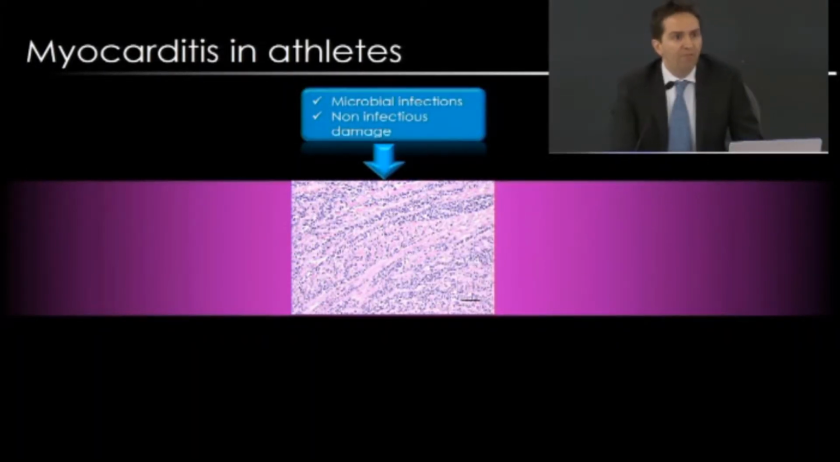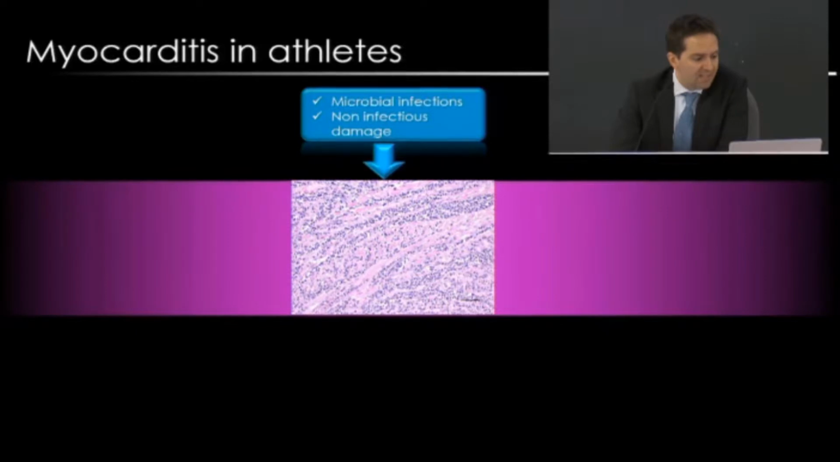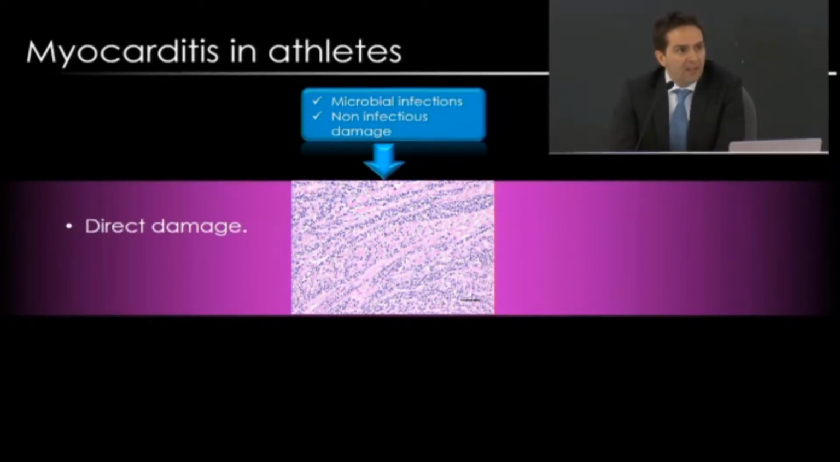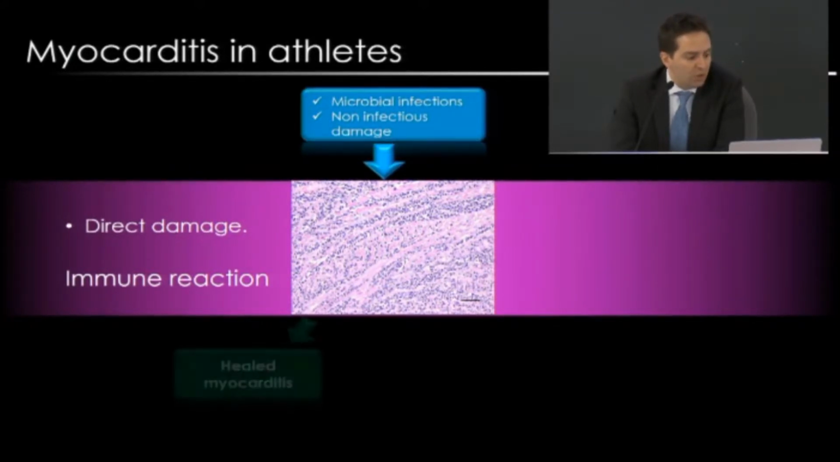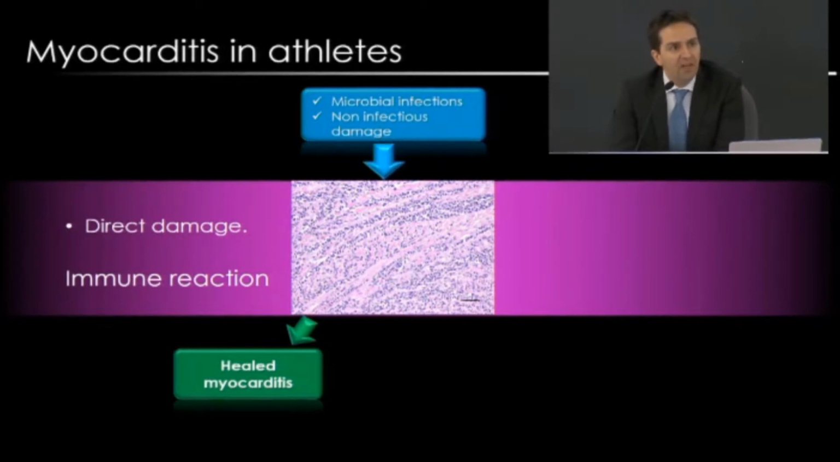What is the mechanism of myocarditis? During myocarditis, there are some agents that can cause the disease, such as microbial infection, most frequently viruses, or even non-infectious damage, such as some chemical substances. These agents may cause direct damage to the myocardium, and this can cause an immune reaction. In the majority of individuals, the immune reaction will cause a healed myocarditis. So after several days or weeks of the disease, there is a healed myocarditis.